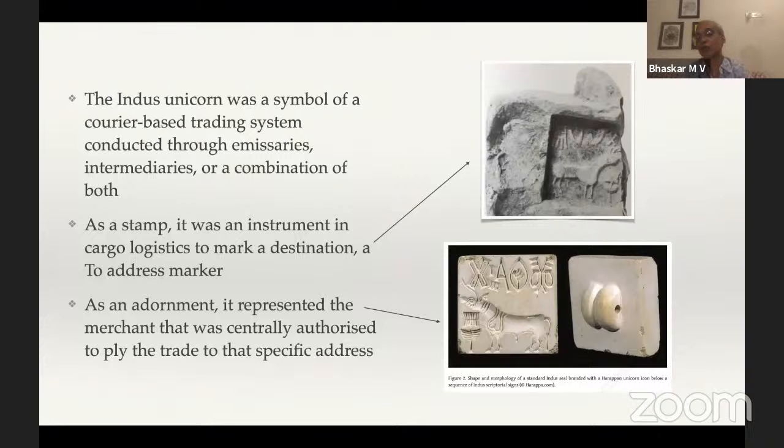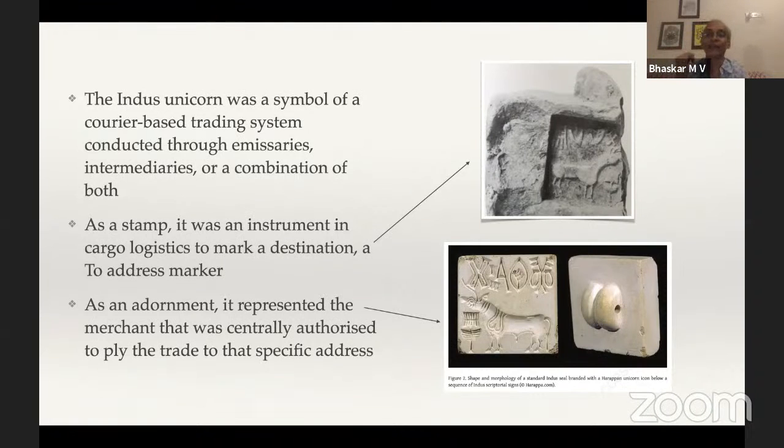As a stamp, it was an instrument in cargo logistics, and it always marked a destination. That is, the unicorn was an address marker, and by that logic, so was every other animal that was represented as a field symbol on an Indus seal. All these animals were an address marker. So when you need to send me mail, you write Bhaskar, and Bhaskar is usually more prominently written than the sender, that is, your name. In this case, also the same convention, except that they can't write Bhaskar, or they can't write Ashurbanipal or Ur Nammu.